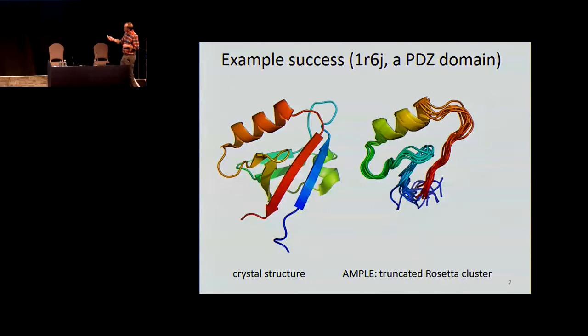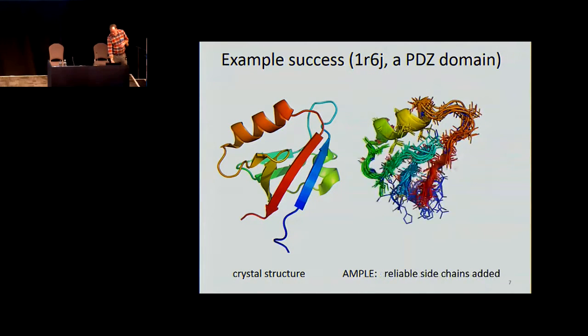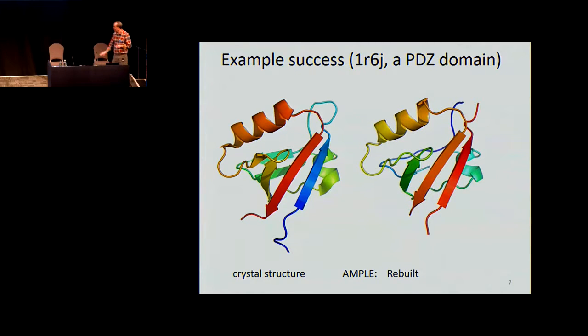So the truncation in this case removed all of that blue area, left us this part here. We added side chains, and that could be automatically rebuilt using SHELXE and ARP/wARP, I think, in this example. So you ended up with an essentially complete structure.